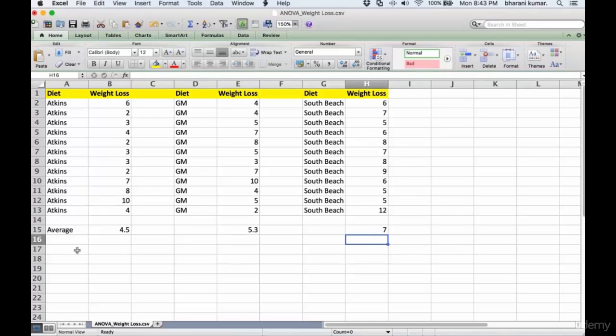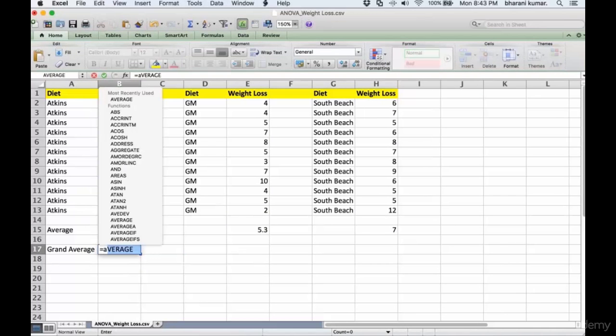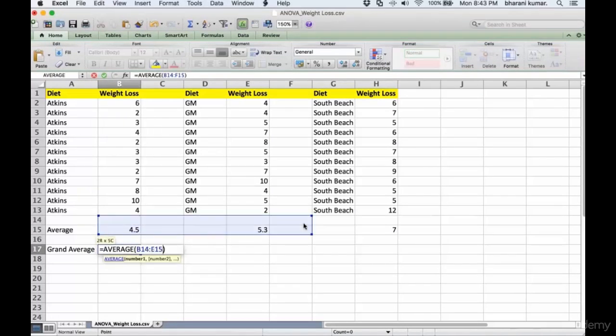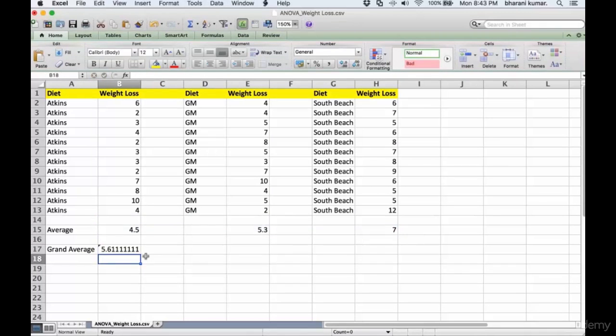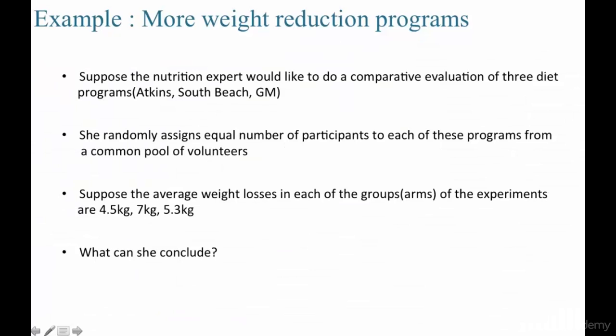And if I take the grand average, which is the average of averages, so if I take an average of all these averages, we get 5.6. If I truncate it to 1 decimal, it is 5.6. So this is the grand average, and you have the averages for Atkins, GM and South Beach: 4.5, 5.3 and 7. Those are the values which are provided to us here. The average weight loss of Atkins, South Beach and GM diet program are provided here.